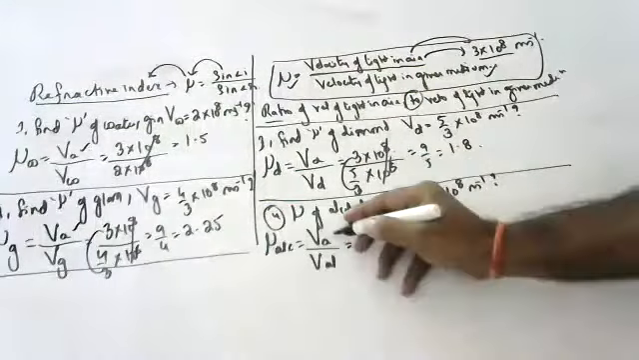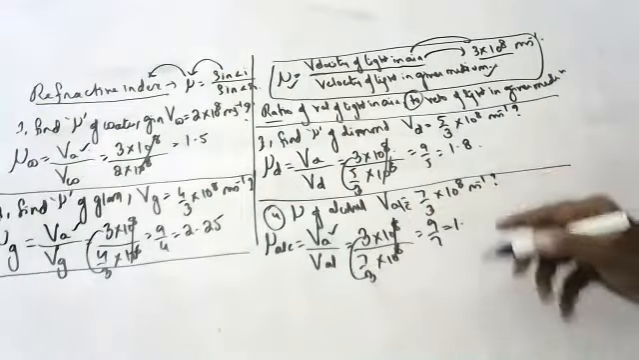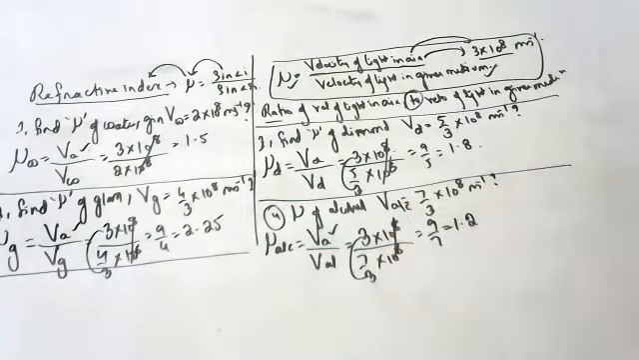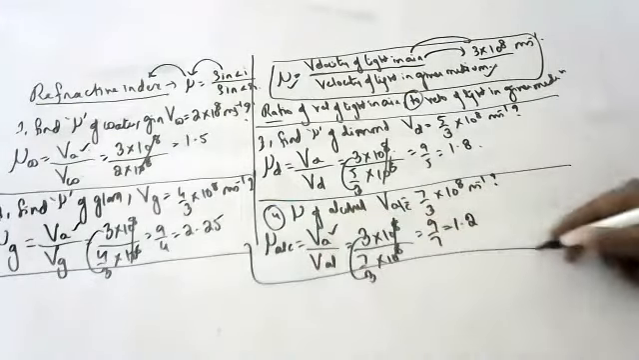Okay, mute your audio, a lot of disturbances. So children, 9 by 7 means approximately 1.2, you are getting 1.2. Okay, next one. Find the refractive index of kerosene, if velocity of light in kerosene is 2 by 3 into 10 to the power of 8 meters per second.